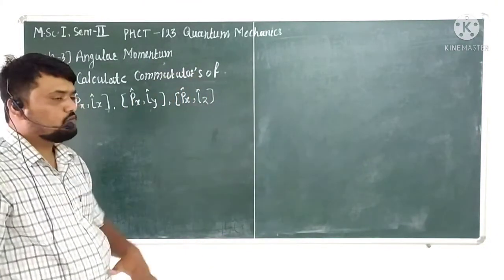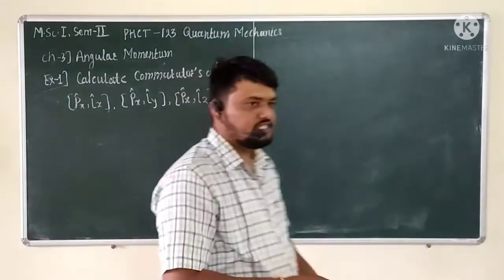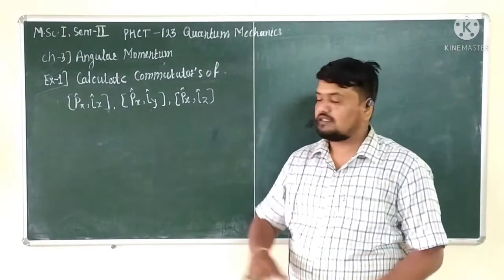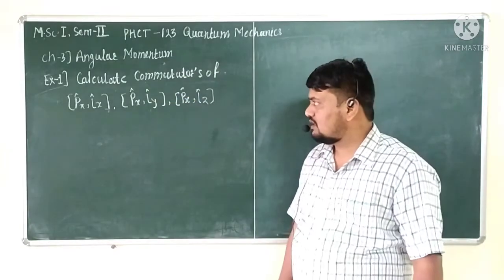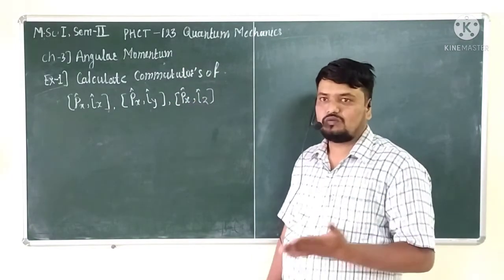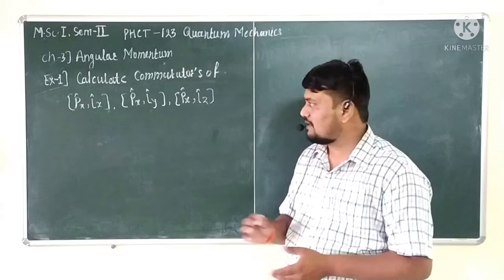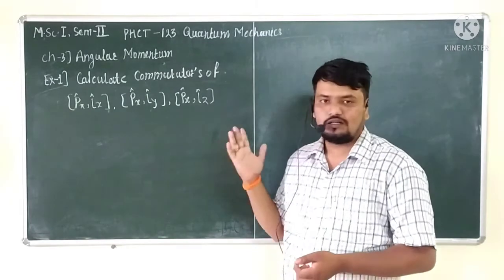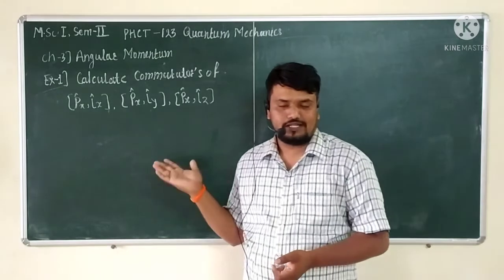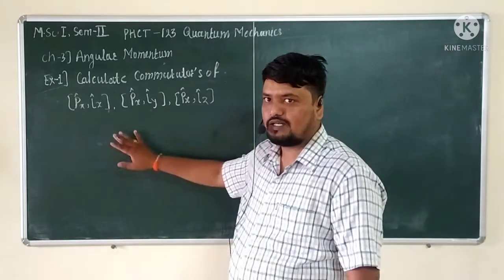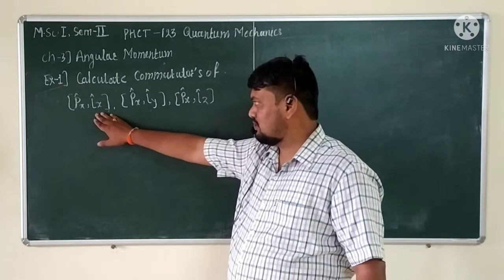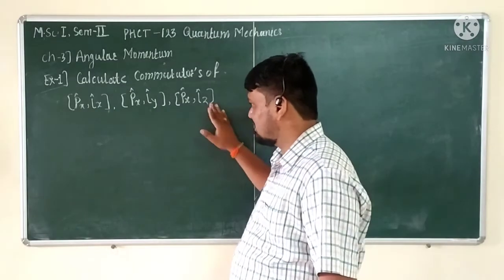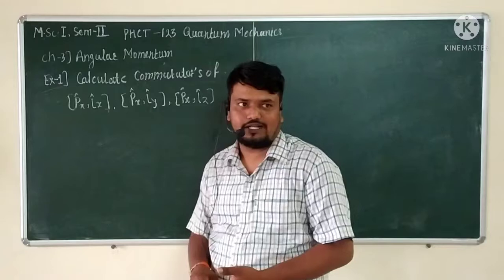So again, welcome to the lecture series on our subject, quantum mechanics, and we want to continue our third chapter, which is angular momentum. In this lecture again we want to solve examples of the commutator property of the operators, which is the momentum operator px cap with respect to the angular momentum operators lx cap, ly cap, lz cap. That is, [px cap, lx cap], [px cap, ly cap], [px cap, lz cap]. We want to solve these three identities.